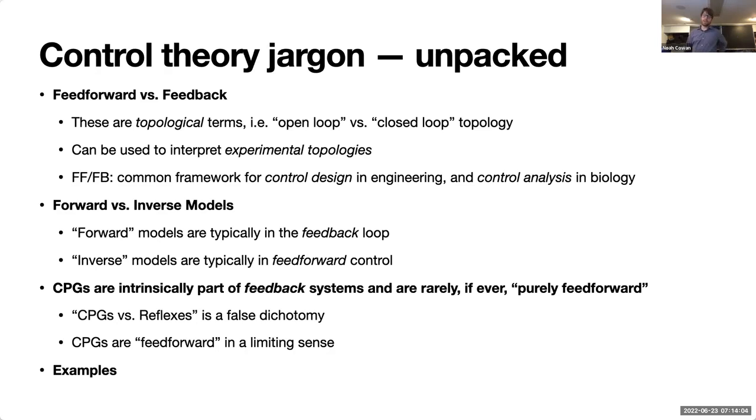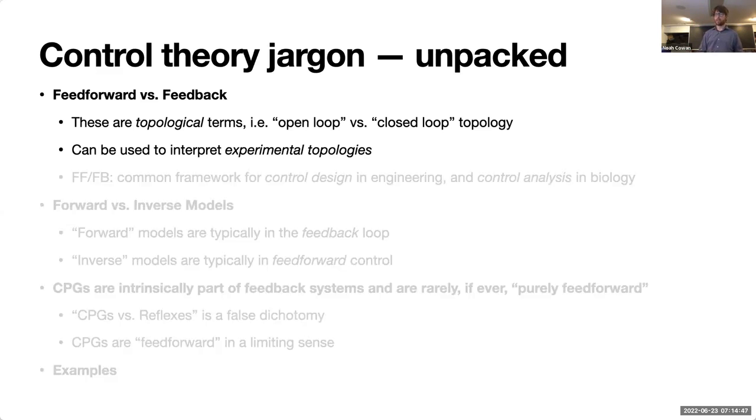CPGs are a really interesting one. CPGs are really often described and talked about in the biological literature as feed-forward systems, and there's an important sense in which they are, but topologically, they almost invariably exist inside of a feedback loop. And so I think it's better, and Alka and I have really debated this point, I think it is better to think about CPGs as an element of a feedback system that in a limiting case can act like a feed forward system, and not sort of say the CPG is the feed forward part and the reflexes are the feedback part. I don't really think that's the right way to think about it. And then we're going to talk about some examples.